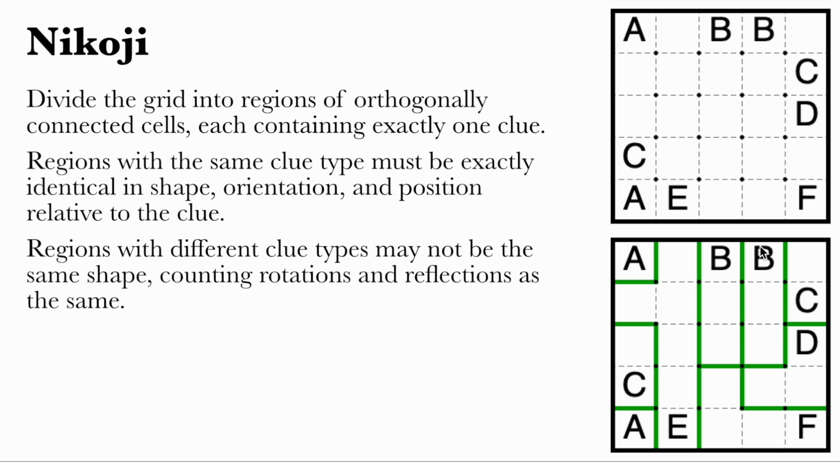And since we have done a vertical 3-cell region here for this B, we can't have any horizontal 3-cell regions at all in the grid because the same clue type is identical in orientation, and different ones can't be the same, even allowing for rotation. So those are kind of opposite clues that add extra restriction to the result. Those are the rules of Nikoji, so it's time to solve a puzzle.